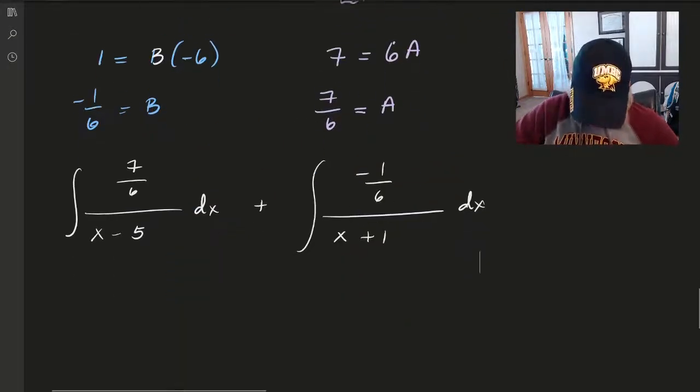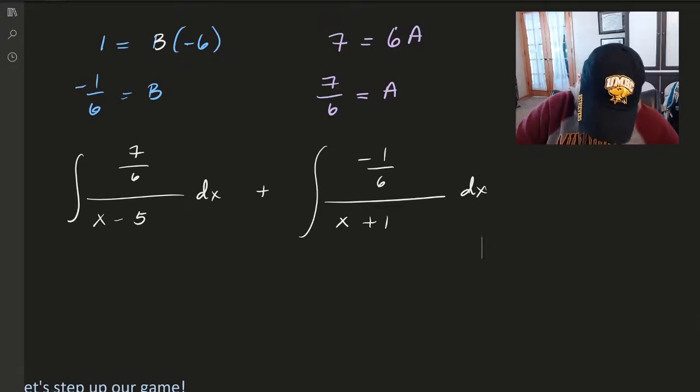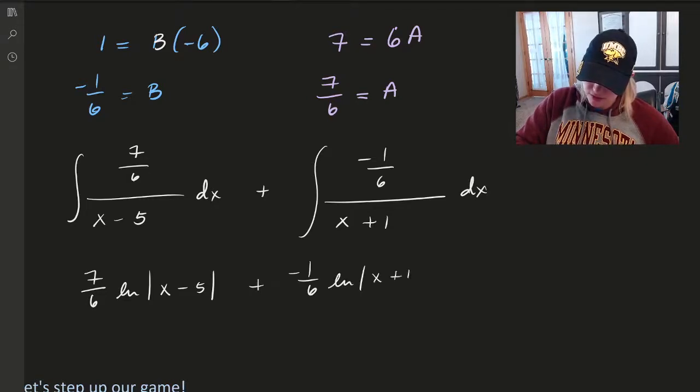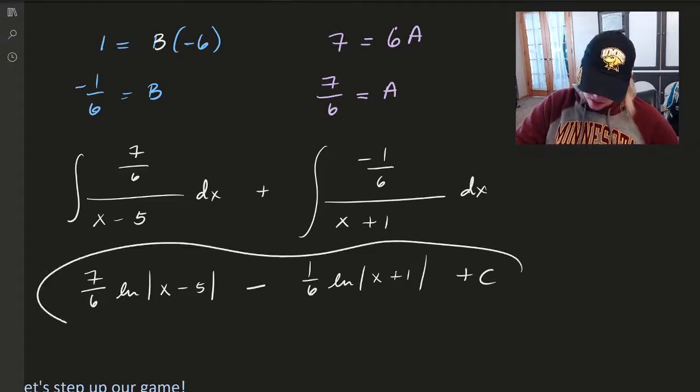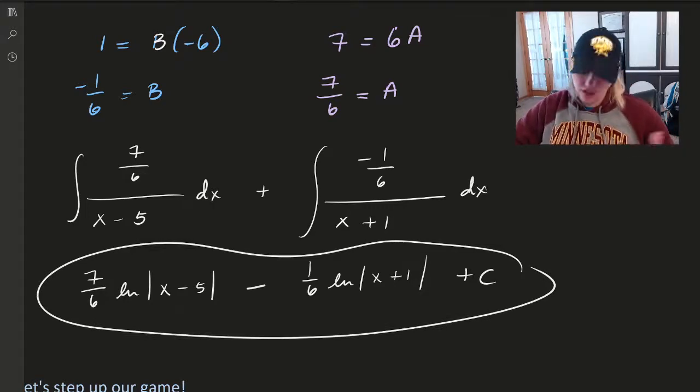So now when we plug in our a and b, make sure you put them over the right values. Now we're ready to go ahead and integrate. 7/6 times the natural log of the absolute value of x minus 5, plus -1/6 times the natural log of the absolute value of x plus 1. Now we could also change this to a fraction. So here's my partial fraction decomposition. This is how we can use it to integrate.